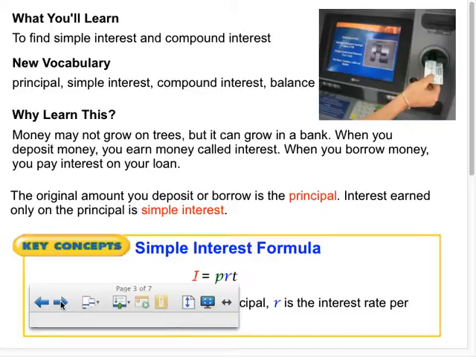All right, why learn this? Money may not grow on trees, but it can grow in a bank. When you deposit money, you earn money called interest. When you borrow money, you pay interest on your loan.